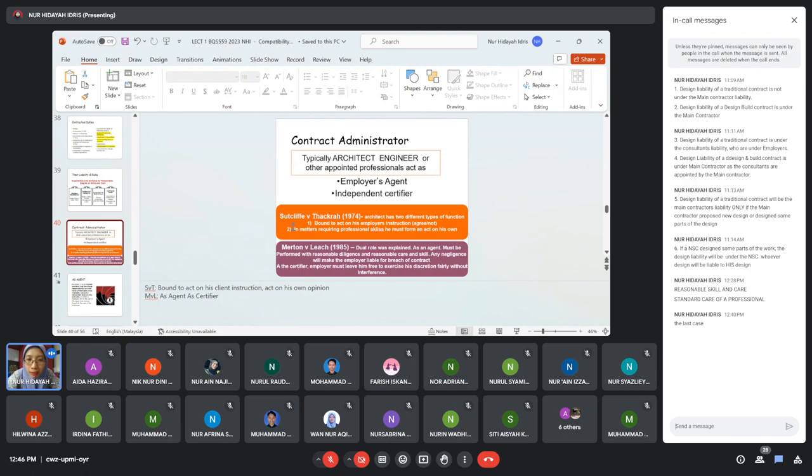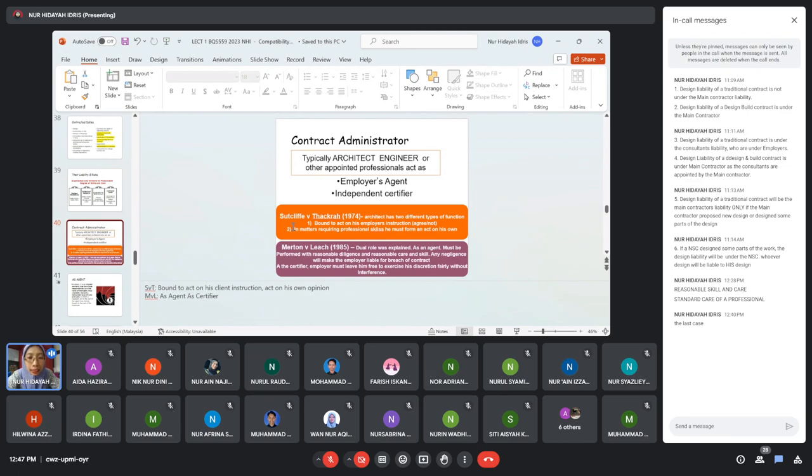And then the second thing is Merton versus Leach 1985. Dual role was explained as an agent must be performed with reasonable diligence and reasonable care and skill. Kalau you're talking about, okay, agent, so must be performed with reasonable diligence and reasonable care and skill. So any negligence will make the employer liable for breach of contract. So as the certifier, employer must leave him free to exercise his discretion fairly without interference. So satu as an agent, so dia kena practice all reasonable diligence and reasonable care and skill.